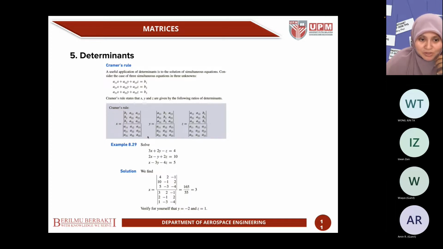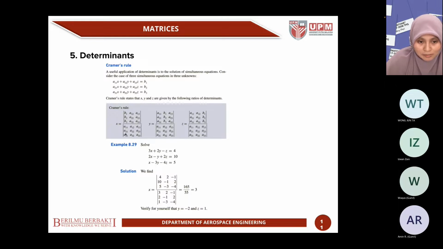By using these Cramer's rules, we are able to find the unknowns X, Y, Z. So this is one of the methods to solve linear algebra, three simultaneous equations like this. So for example here, we have these three simultaneous equations, 3x plus 2y minus z. We can rewrite this part on the left hand side in terms of matrix, so it will become matrix A here.